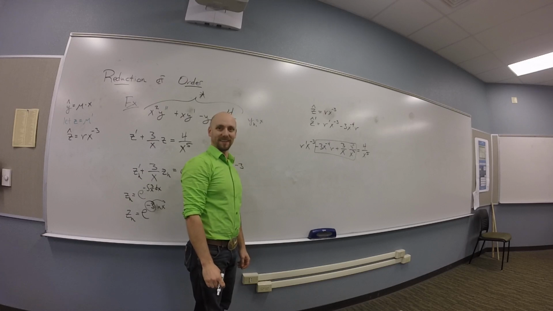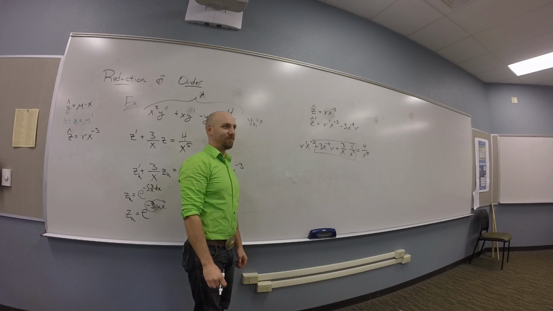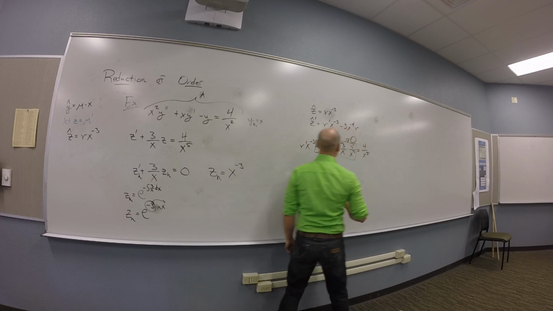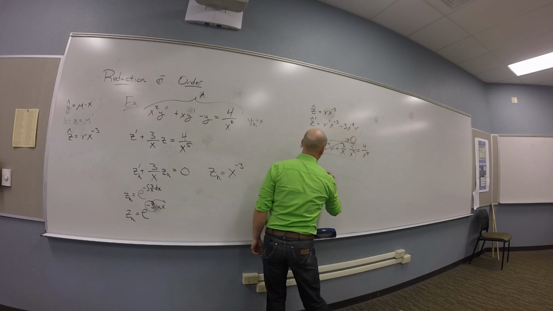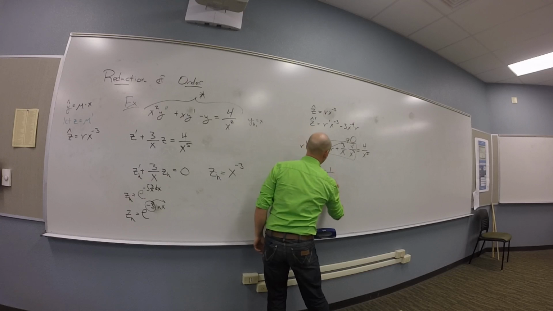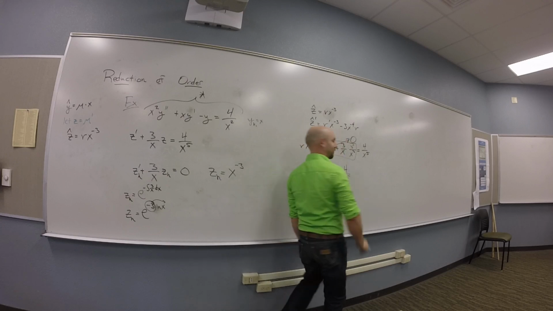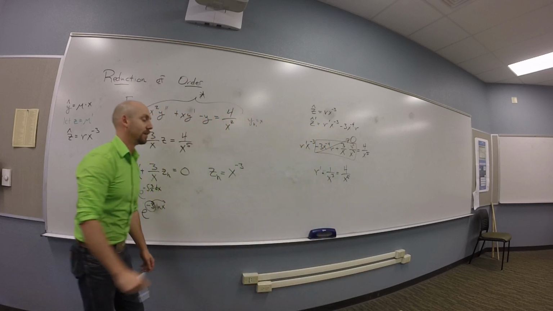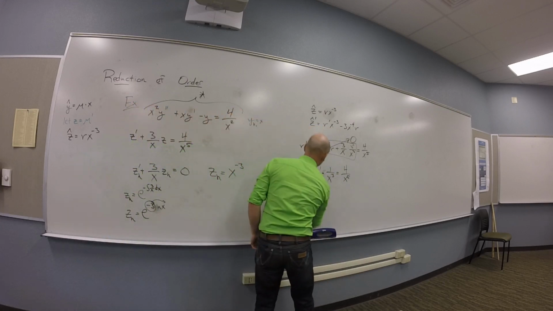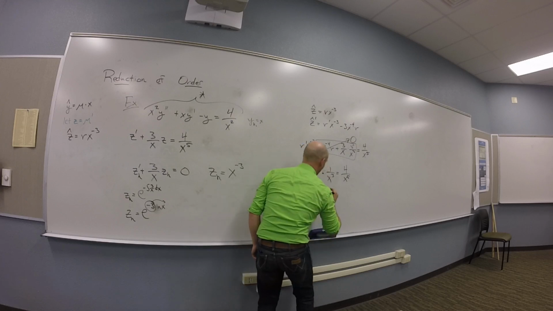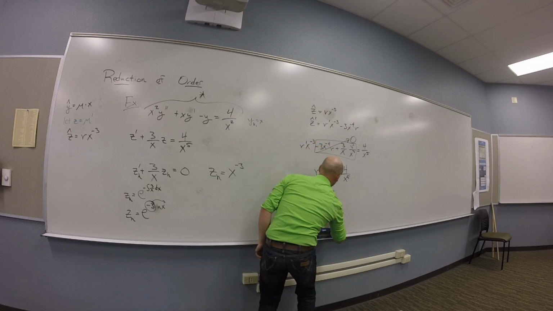Why? Because variation of parameters works. Okay, so now I have nu prime times 1 over x cubed is 4 over x to the 5th. So multiply both sides by x cubed. That will get you to nu prime is 4 over x squared.